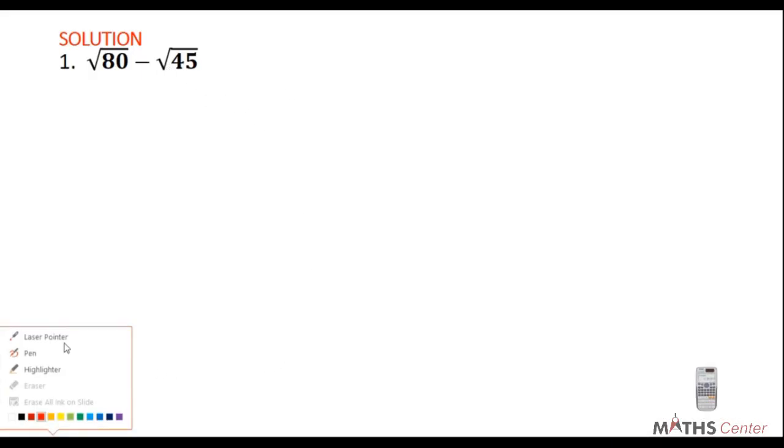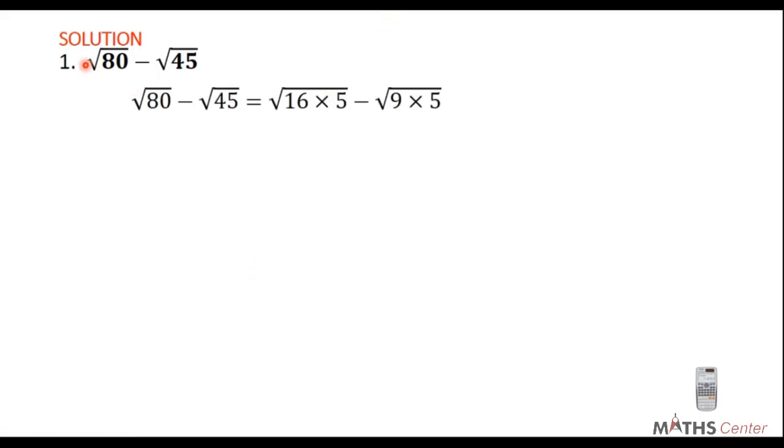Then you proceed with the simplification as we have here. So we replace 80 with 16 times 5. Then you replace 45 with 9 times 5. Now you expand this. So you are going to have square root of 16 times square root of 5 minus square root of 9 times square root of 5. Then square root of 16 will give us 4. So 4 times square root of 5 will give us 4 root 5. Square root of 9 will give us 3. Don't forget the negative sign already here. So minus 3, then square root of 5.